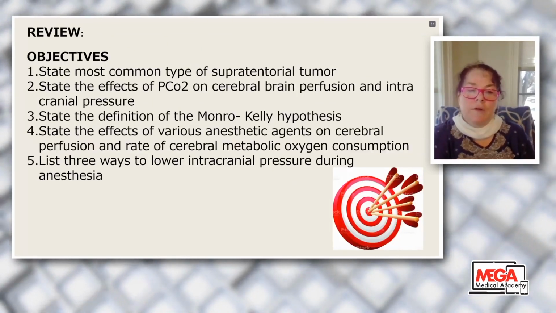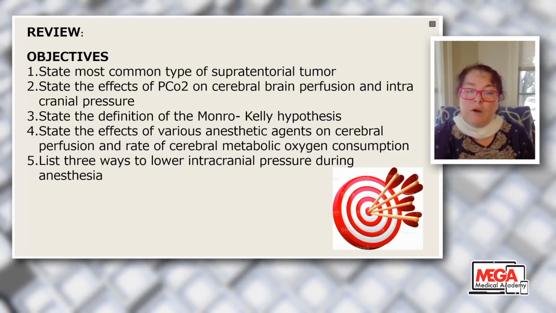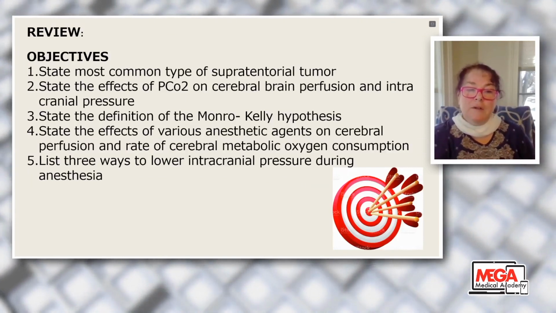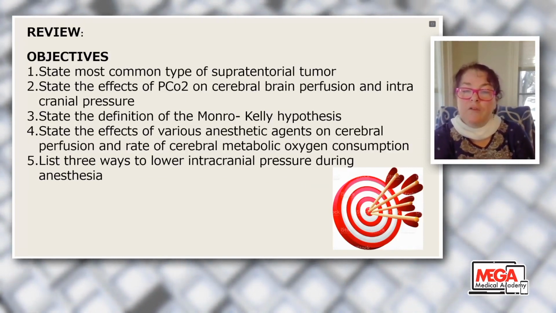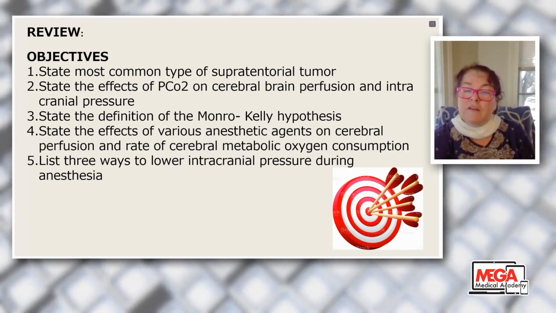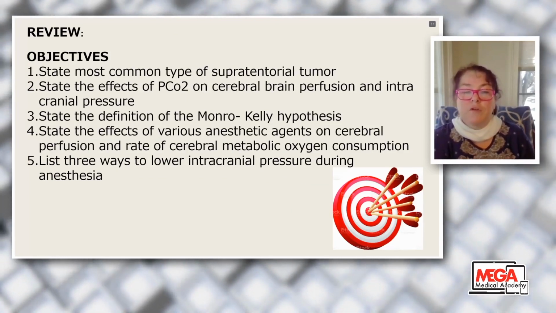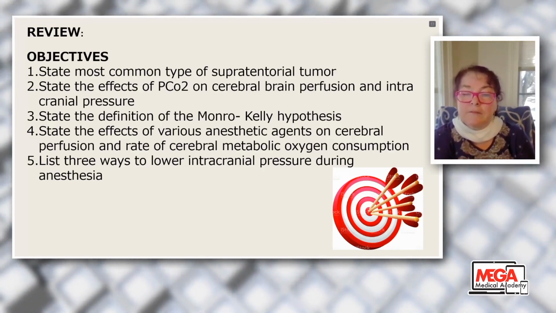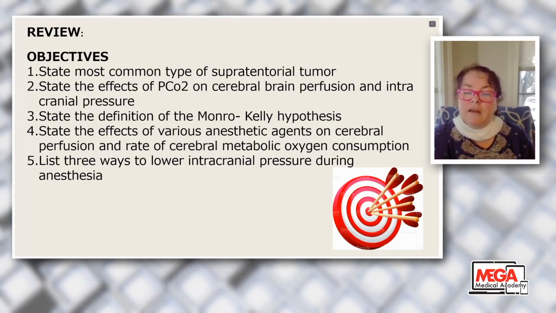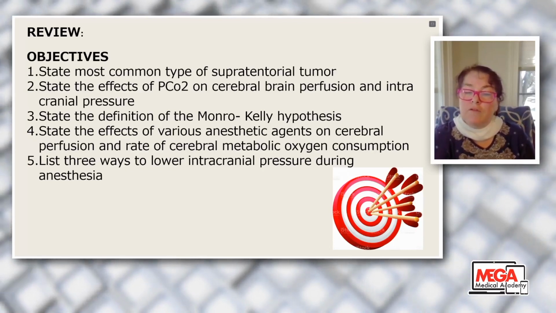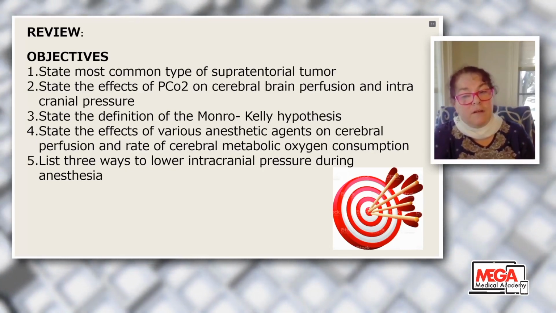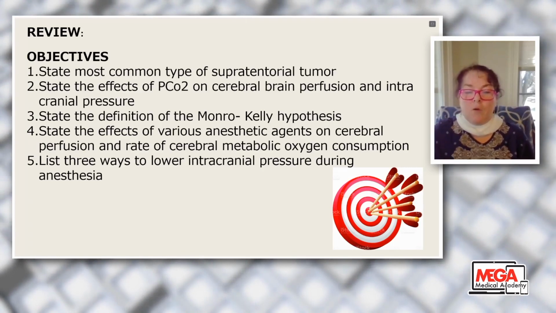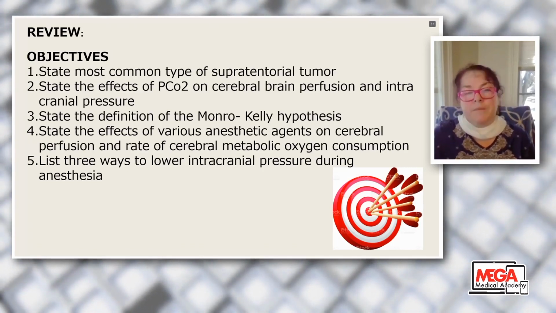So, review. Our objectives today were as follows. State the most common type of supratentorial tumors. State the effects of PCO2 on cerebral brain perfusion and intracranial pressure. State the definition of the Monro-Kelly hypothesis. State the effects of various anesthetic agents on cerebral perfusion and the rate of cerebral metabolic oxygen consumption. And list 3 ways to lower intracranial pressure during anesthesia.